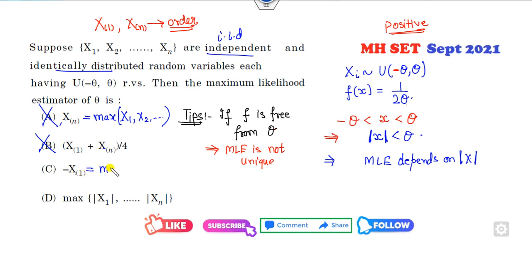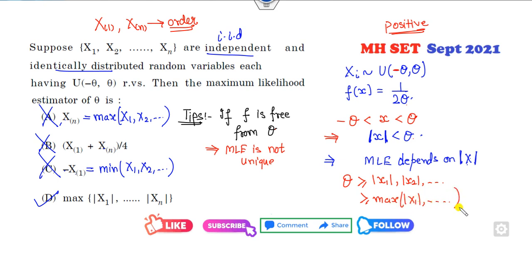x1 is my minimum of x1, x2 and so on, but again we needed a mode of this, so this option is cancelled and only this option is left behind. And how can you prove that? You can see from here, theta is greater than the mode of x. It may be x1, it may be x2 and so on. Since it is greater than this, I can write it as the maximum of x1, x2 and so on. So this is my right answer.